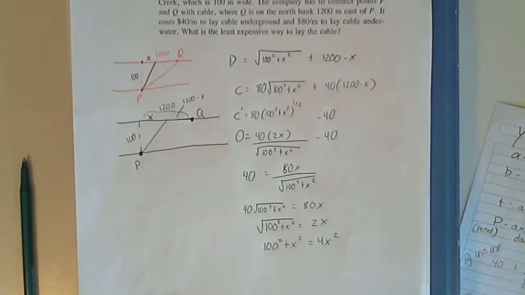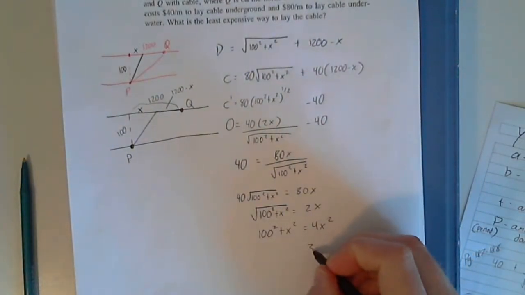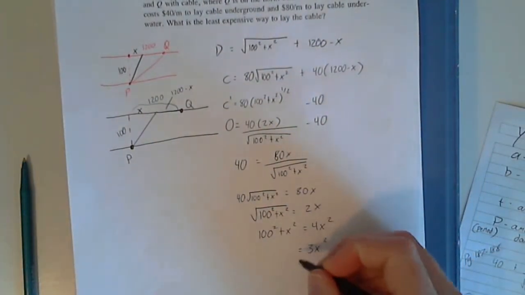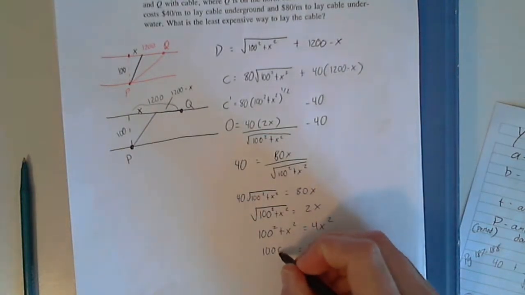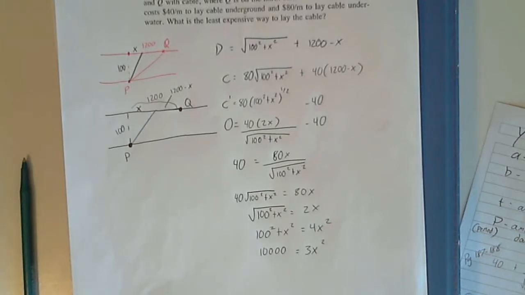And then we're trying to solve this. Did I do this correct? This seems too easy. Well, let's find out when we finish. 3x squared is equal to 10,000. Divide by 3 and square root. I think I might have done something wrong, but let's find out.